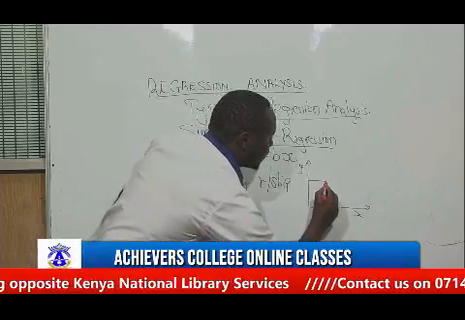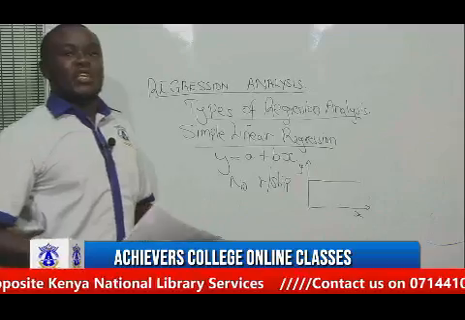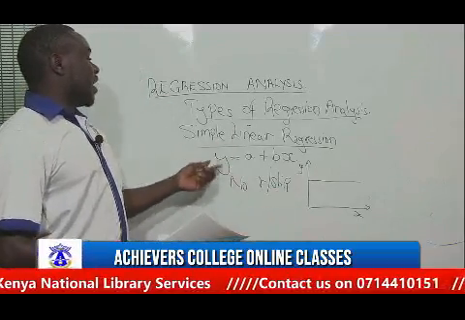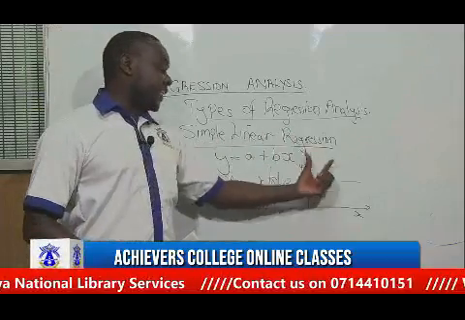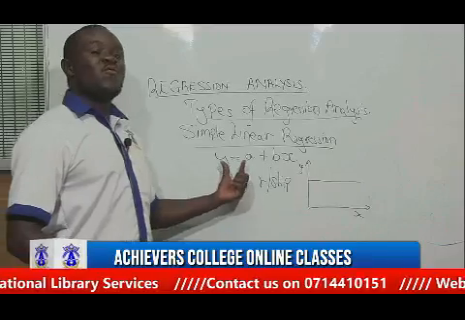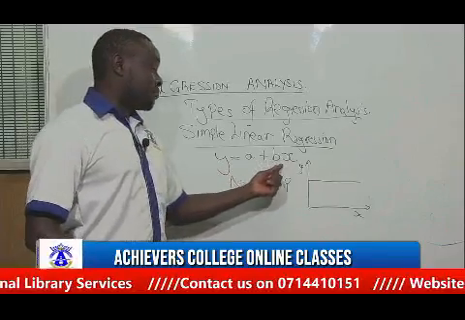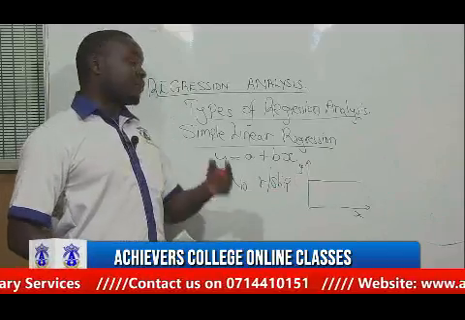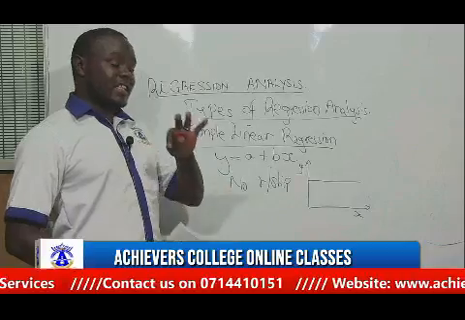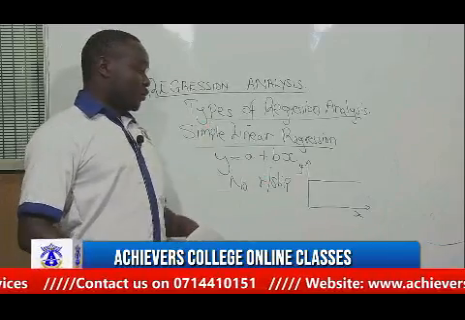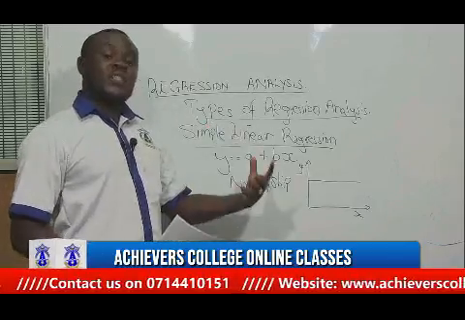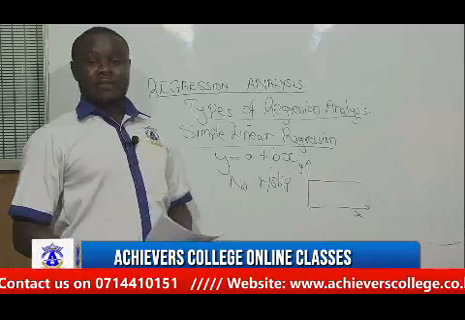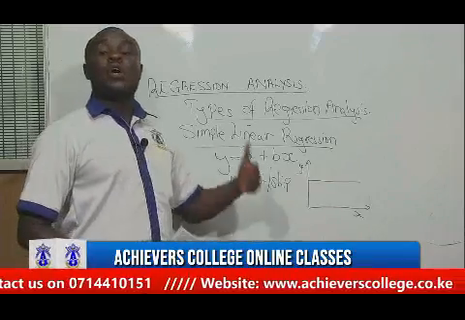So this also denotes that there is no relationship. So I have talked about simple linear regression, and I've said that it takes the form of y equals a plus bx. I've been able to explain in detail that it can take three forms: a positive relationship, a negative relationship, and where there is no relationship.